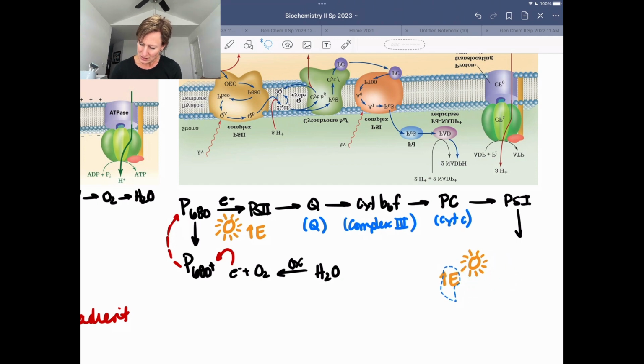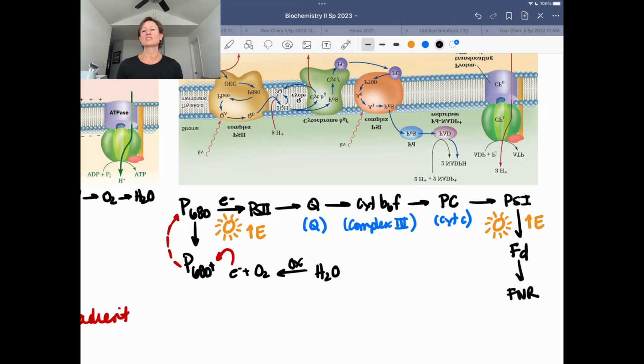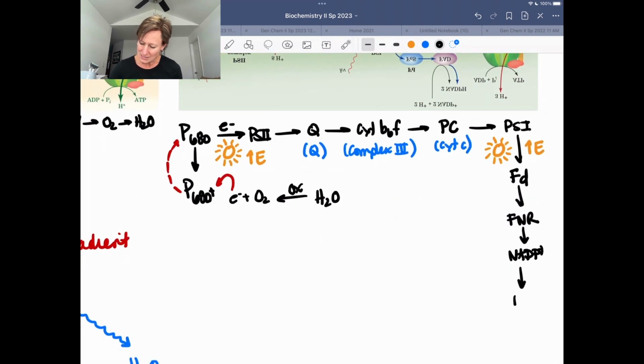Probably could have just redrawn this. We're going to use the sun and we're going to increase the energy of those electrons one more time. And at the end of the day here, what's going to happen is we're going to deliver these electrons to something called ferredoxin. Okay, and then ferredoxin is going to deliver those electrons to a complex called FNR. And here is where those electrons are finally going to be delivered to NADP plus to generate NADPH.